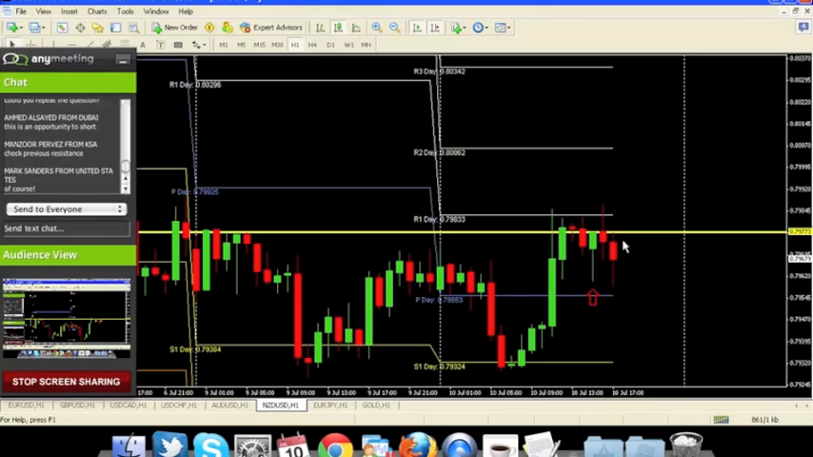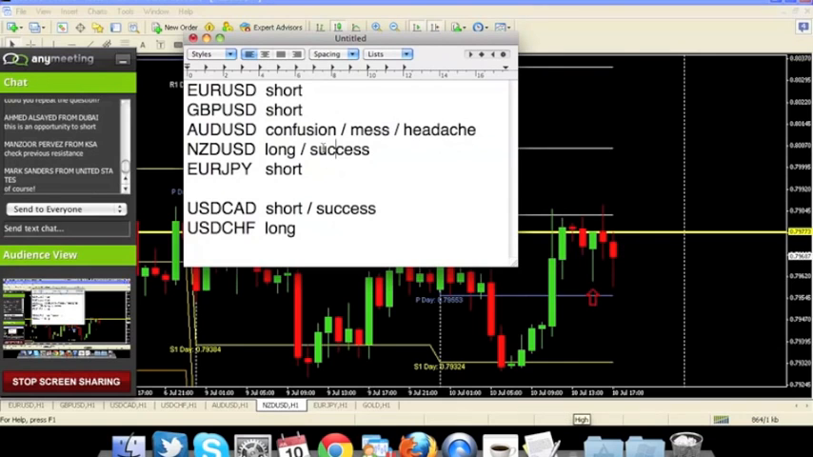Okay, New Zealand dollar didn't tell us the market is going to go down. It actually told us the market's going to go up. What do we have here? Euro USD is telling us short, but New Zealand dollar is telling us long. This is what we call anti-correlation. That's fine. It happens. There is anti-correlation all the time.